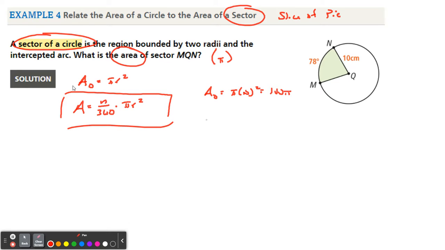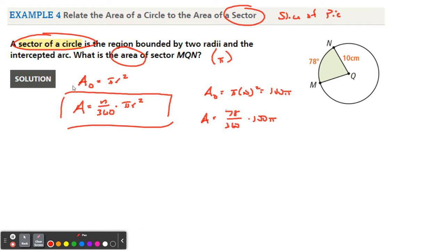Just pay attention. And now to find the area of the sector, we're going to take 78 over 360 times 100 pi. Now, this 78 is almost close to 90. 90 is 1/4 of this. So 1/4 of 100 is 25. So we're looking for something around 25 pi. Okay, so keep that in mind as you go through this.